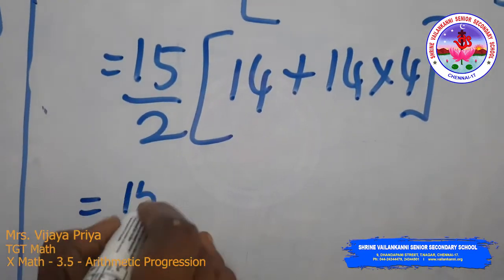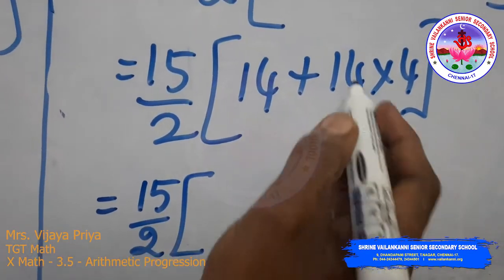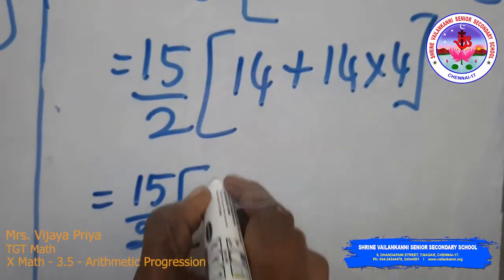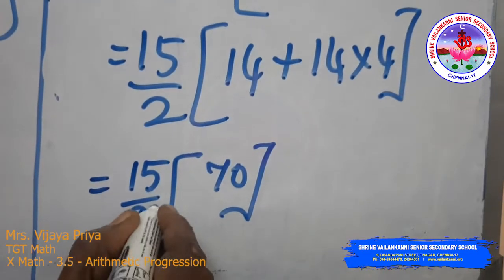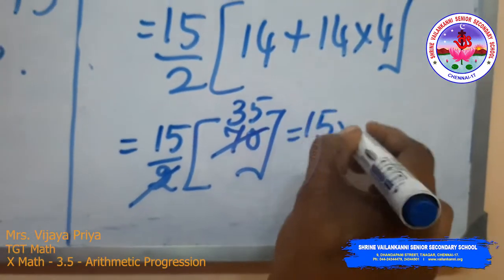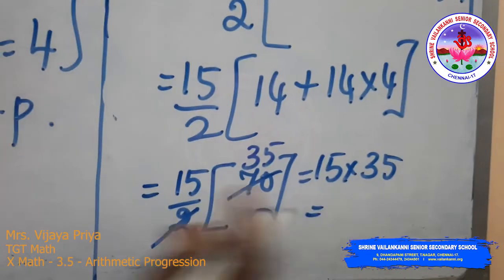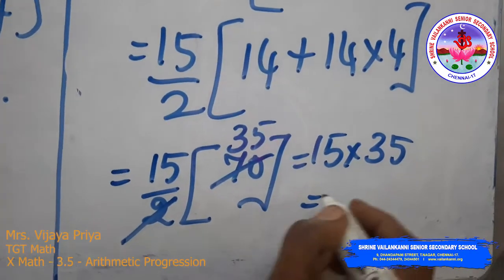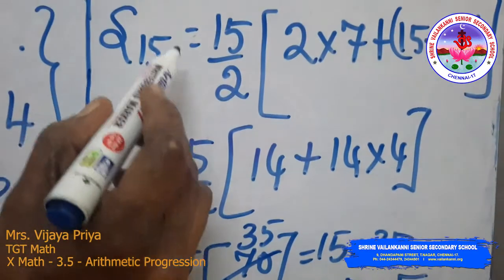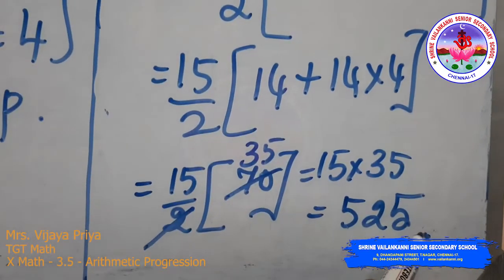which is equal to 15 by 2. So 14 into 4 is 56. 56 plus 14 becomes 70. So this 2 will get cancelled with the 70, 35 times. So 15 into 35 is equal to 525. Hence the sum of 15 terms of this sequence will be 525.